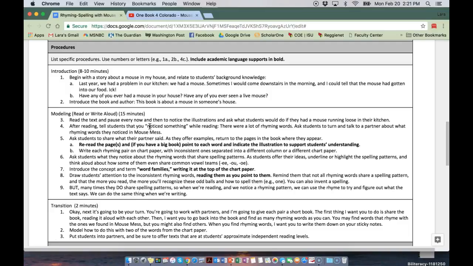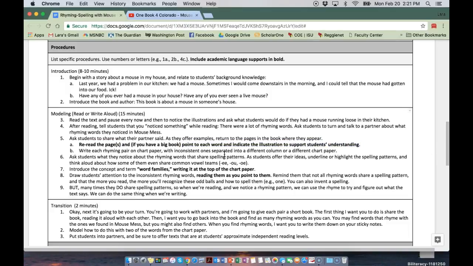But remember, the context of this lesson is that we've already been doing a lot with rhyming. So they should already be able to talk with one another about that. And then I ask them to share what their partner said. As they offer examples, I'm returning to the pages in the book where they appear. That's really key because then they can see them in writing. We're going back into the text. When I do that, I reread those pages and I point to those words and indicate the illustrations to support their understanding.